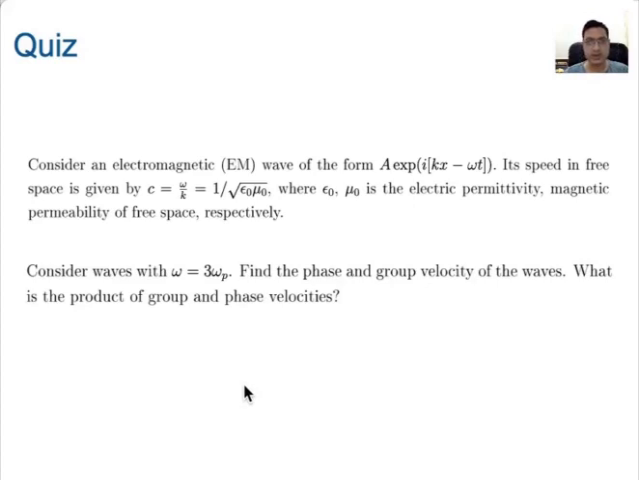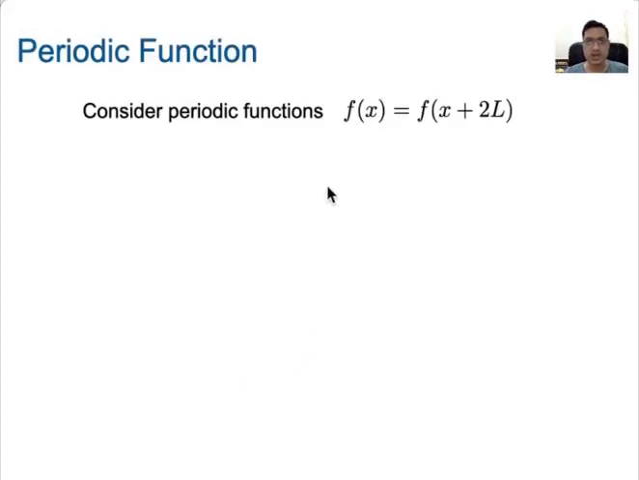To understand this, let's introduce some more concepts and then we will come to the main conclusion, hopefully at the end of today's lecture. Okay, so let's first consider a periodic function. What is the meaning of a periodic function? So let's say there is a function f of x which is the same as f of x shifted by some value 2l, where 2l is the periodicity of this function.